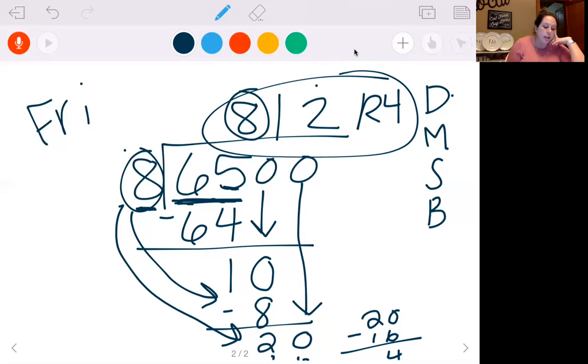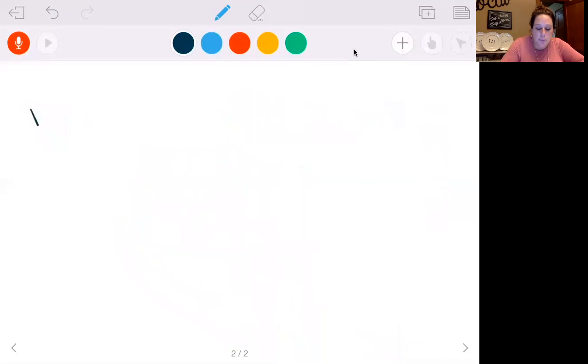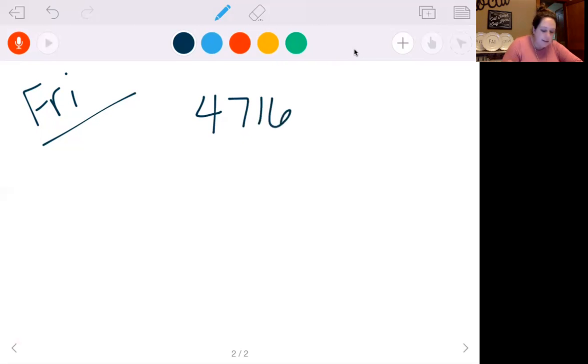Okay, this should be familiar to you. We did this last year, but we just didn't go this far. So let's do another one. And remember, you guys have a little bit of an advantage being virtual because you can rewind and fast forward me. That way you can really get to it if you don't understand it. Let's do 4,716 divided by 6. I'm going to put my steps over here.